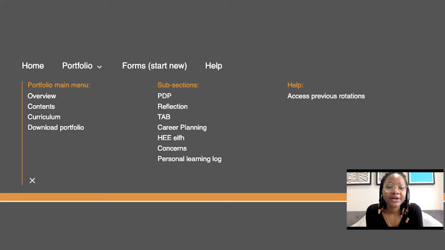Yeah, so the career planning, I think this is an optional form, so it's just tailoring your journey through it. In my experience, it is not really as monitored as the other forms. The HEE LFH, I already talked about it before, the e-learning for health platform. Okay, now moving on to the actual forms.